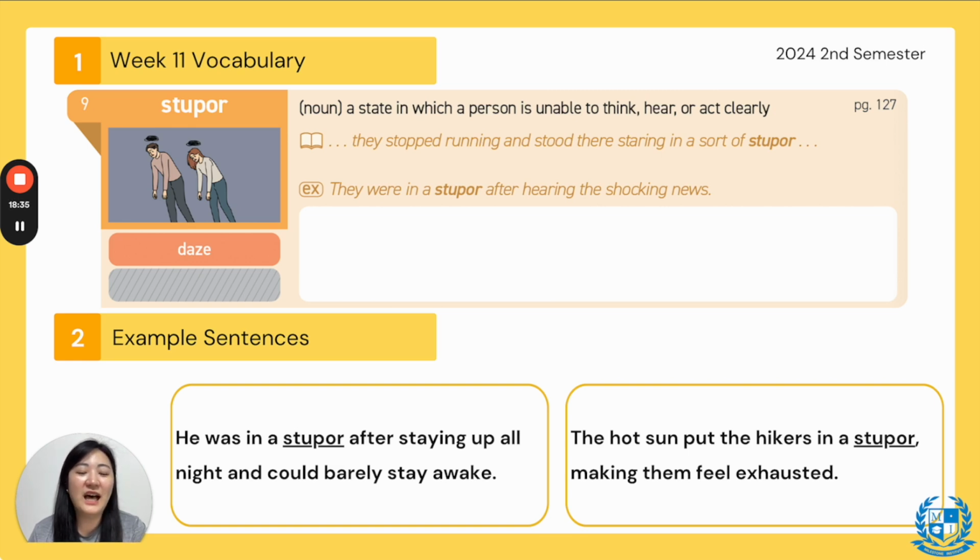Next one, it says the hot sun put the hikers in a stupor, making them feel exhausted. So again, if you're hiking and it's super hot and you're wearing long sleeves, long pants and a sweater and, I don't know, not wearing a hat and not drinking water, you may be in a stupor because you're unable to act clearly because of the heat.